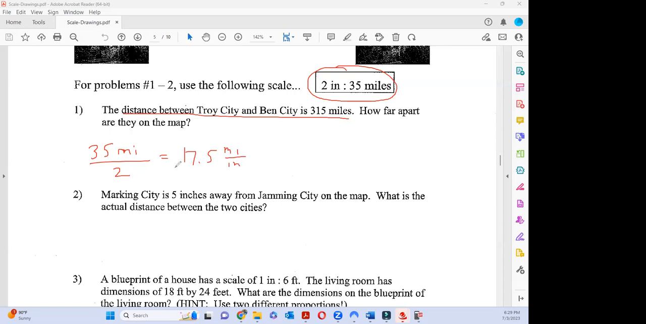17.5. Yeah. So if you notice, I kept the measurements. I got miles per inch. So it's 17 miles for every inch. Okay, you did it that way. Now what's next?